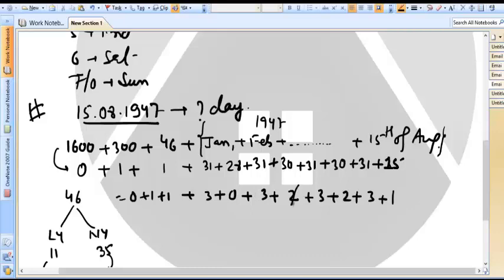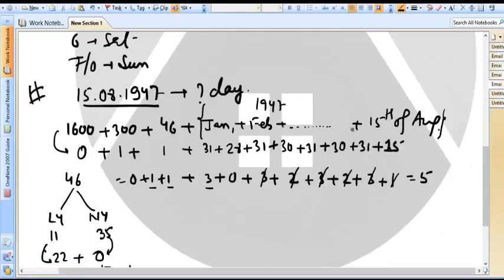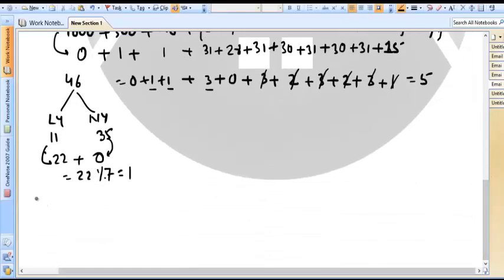I'll remove the combinations of 7, right? So 2 plus 2, 4, 4 plus 3 is 7, 3, 3 is 6, 6 plus 1 is 7. So I get 3 plus 1, 4, and plus 1, 5. I get 5 odd days. 5 odd days means it should be a Friday. So 15th August 1947 was a Friday.